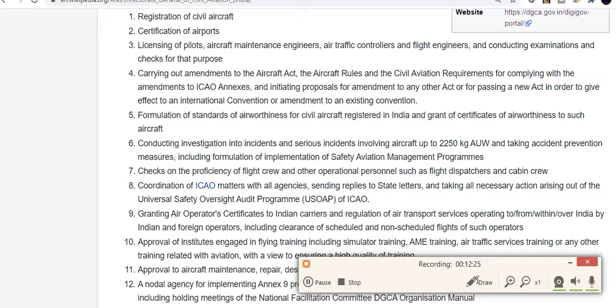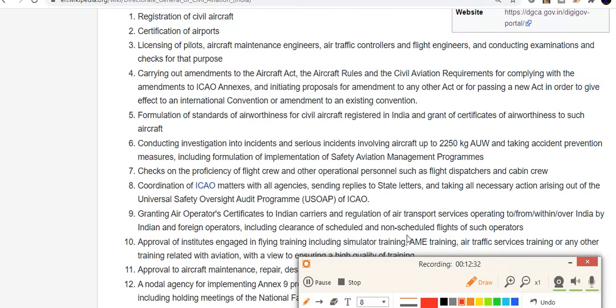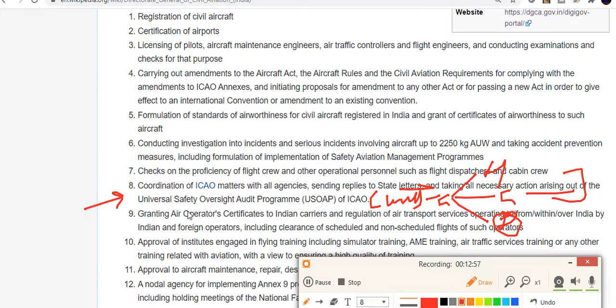So DGCA coordinates with ICAO, the bigger body. Even our administrative thinkers, like Gulick, were talking about coordination by hierarchy, coordination by committee, or coordination by ideas. Here we are witnessing a kind of coordination by committees. Okay, so you can write a link like this. Arising out of the Universal Safety Oversight Audit Programme and all those things.